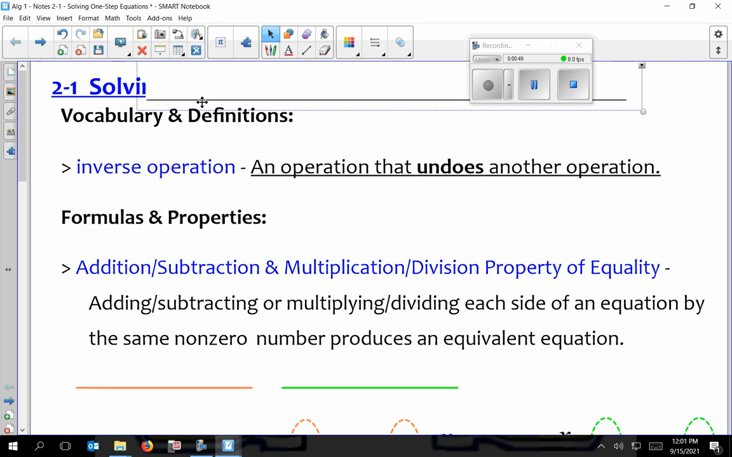So an inverse operation is an operation that undoes another operation. So let's write this down. When we're doing a particular math operation, the things that we know are to be able to add and subtract and multiply and divide, okay? So if you could write these down.